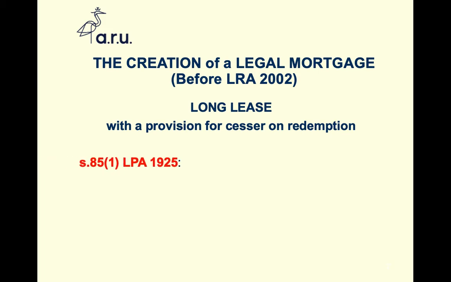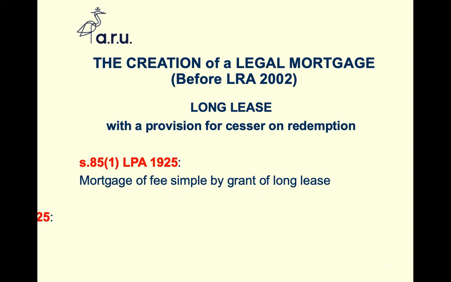So that was recognised in Section 85(1) of the Law of Property Act 1925. It was the mortgage of the fee simple by grant of a long lease. So it was basically the fee simple absolute in possession holder creating this hold over the land by treating the bank like a leaseholder. They were holding the property as if they were a tenant, and the mortgagor would only get that back when they had repaid the debt. So it would stop on redemption, being repayment of the debt.